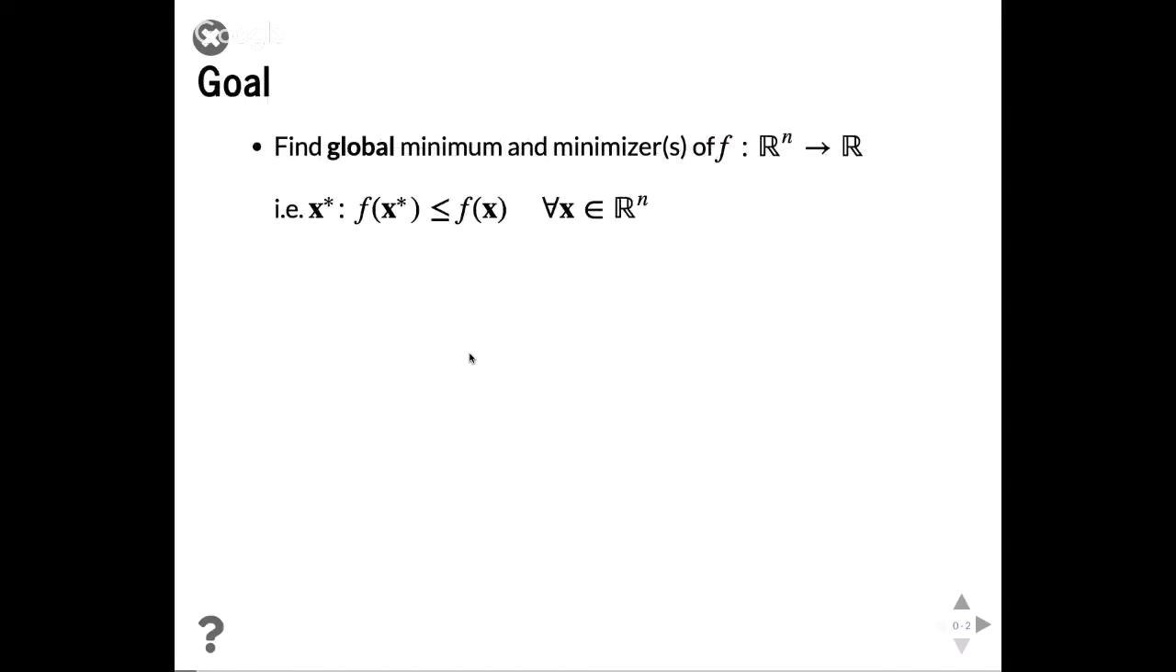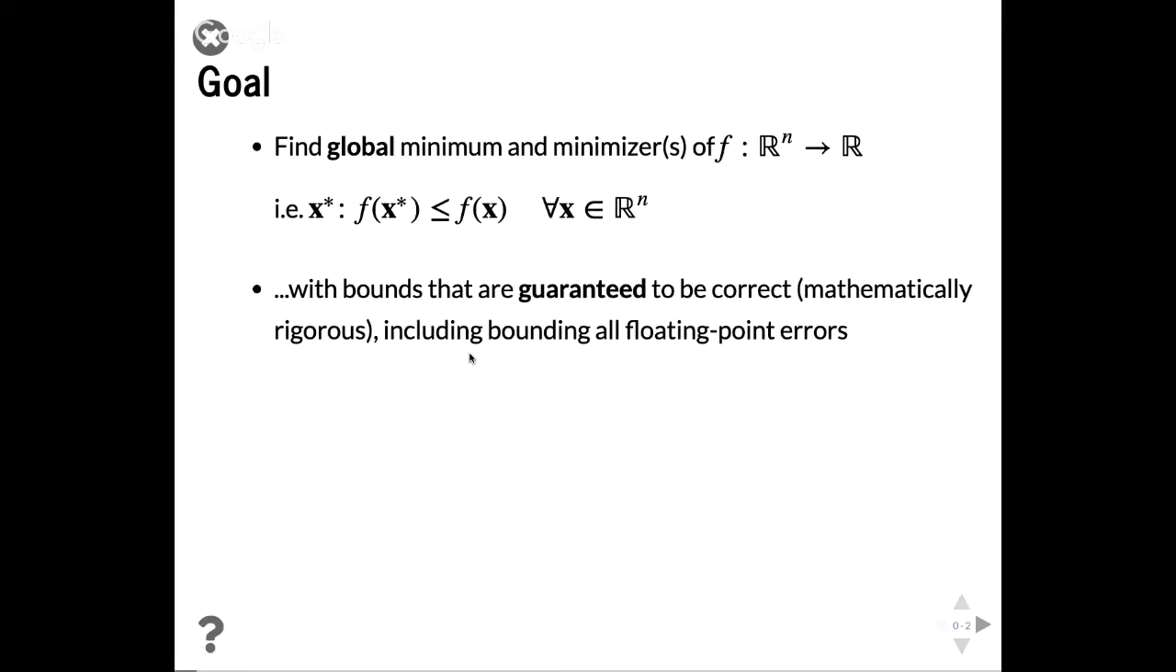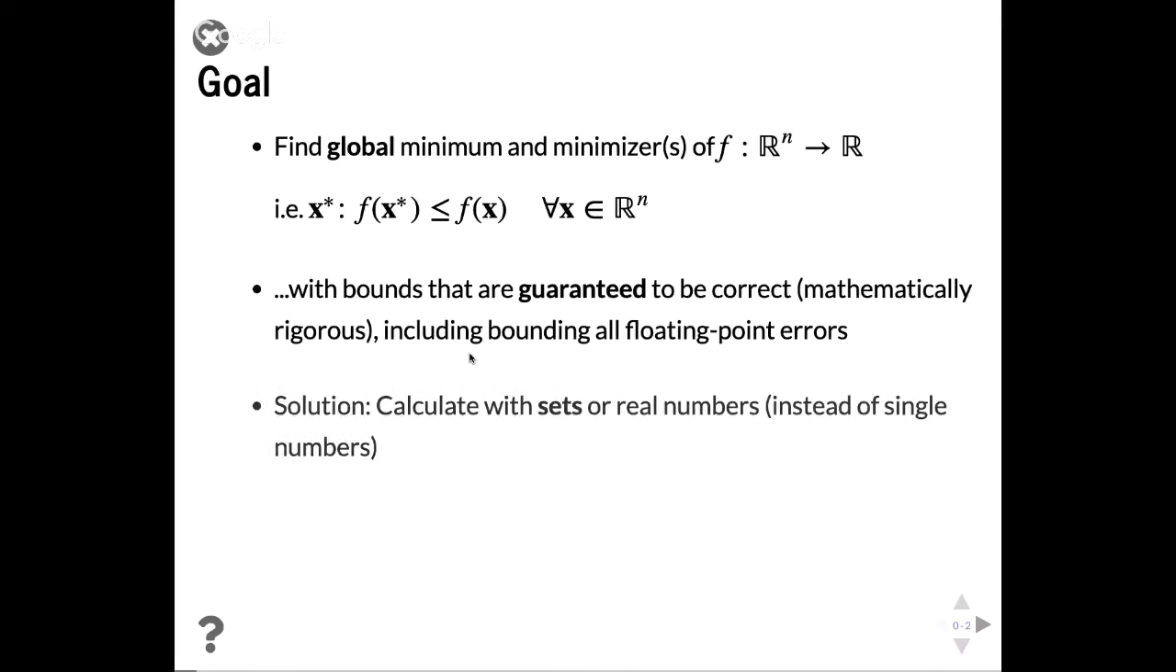So let's just remember what we mean by optimization. We want to find the global minimum value and minimizers. So I'm going to actually find the set of all the places where the global minimum value is attained. And I wanted this to be guaranteed to be correct, even with floating point error. So I'm going to be doing calculations with floating point arithmetic, but in a clever way.